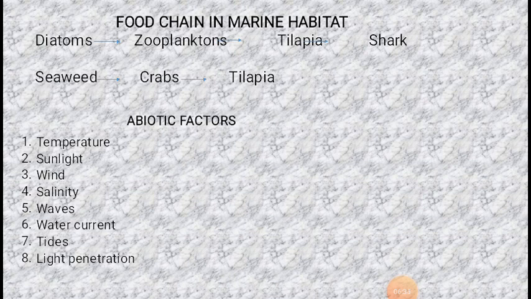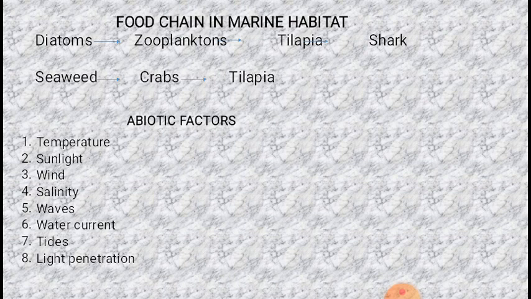Food chain in marine habitats. We have two examples of food chain in marine habitats. In this food chain, the seaweed and diatoms serve as major producers, which support the food chain, while others are the ones which feed on the diatoms and the seaweed. We have the first example, diatoms being the major producers.